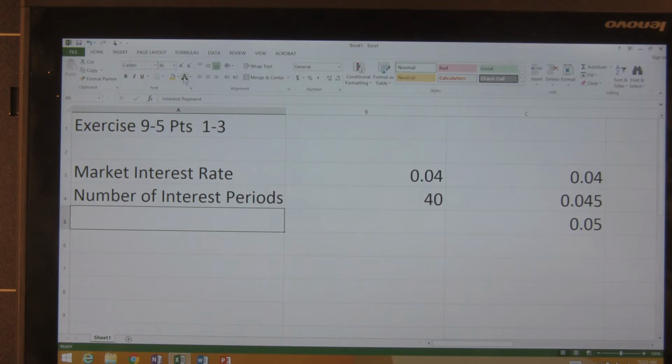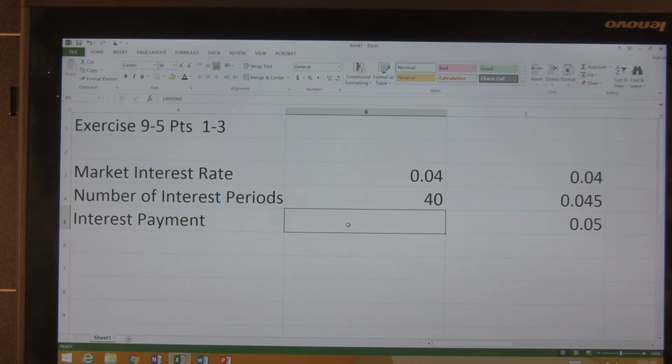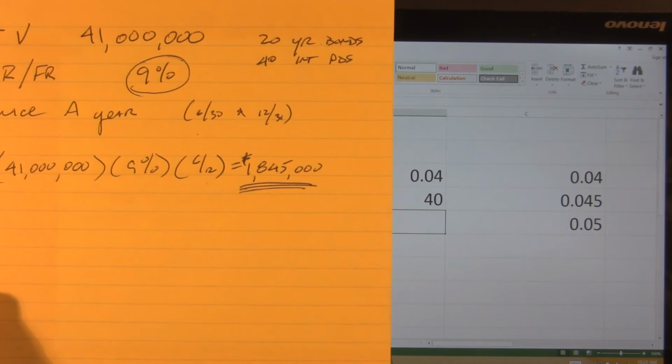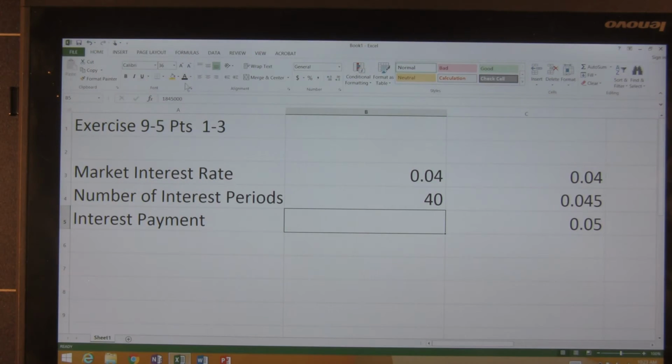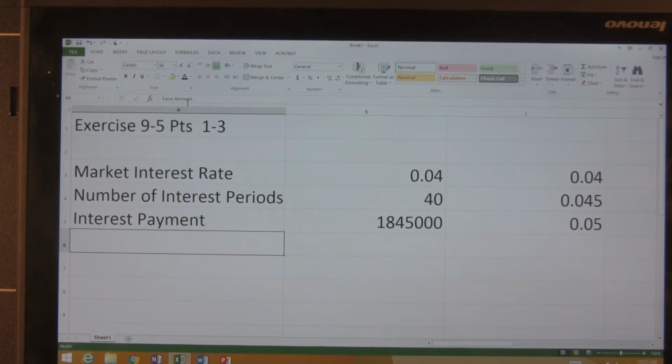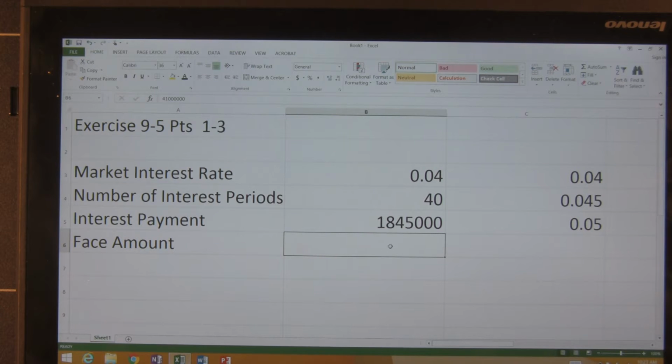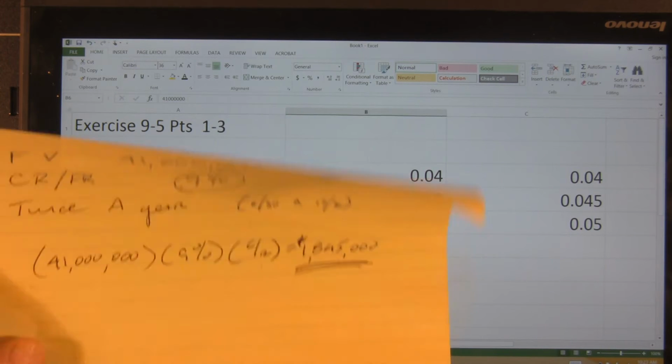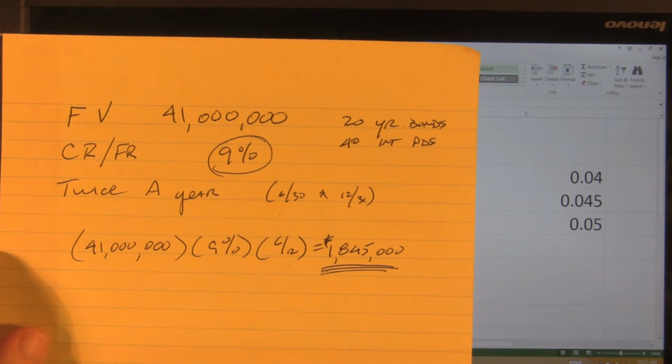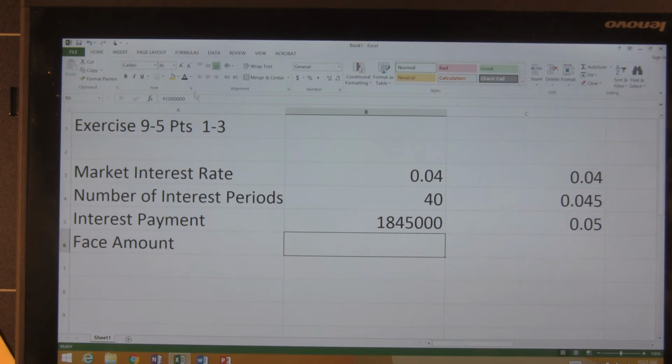Now we need to put in the interest payment, how much each check is going to be. And we figured that out, 1,845,000. We need to figure out the face amount, and that's simply a matter of going and reading the problem, and they tell us the face value of this bond is $41 million.